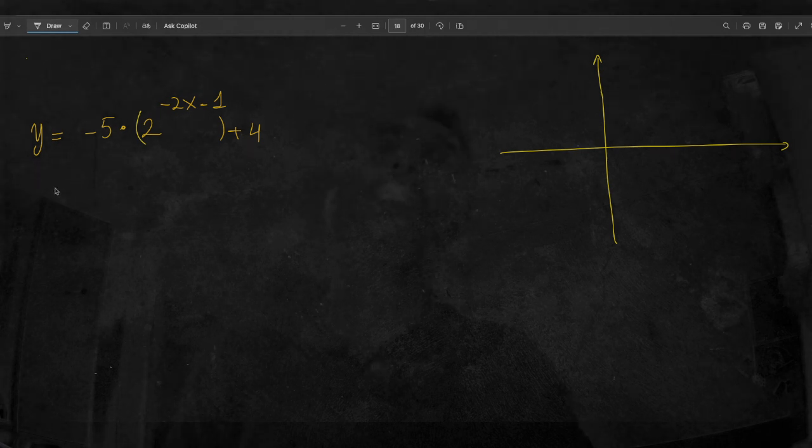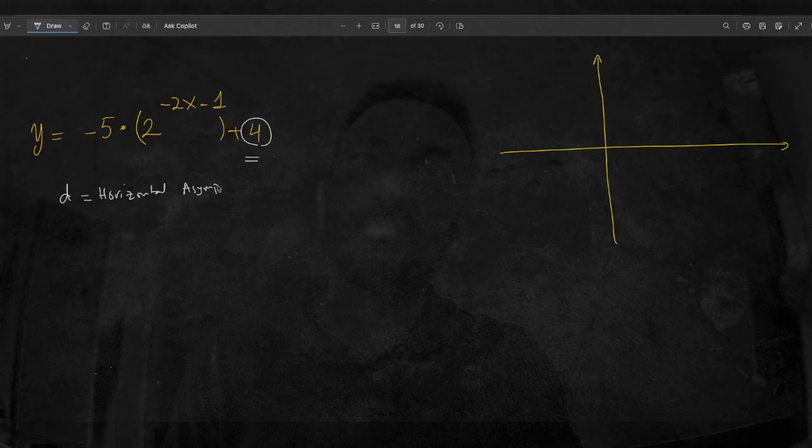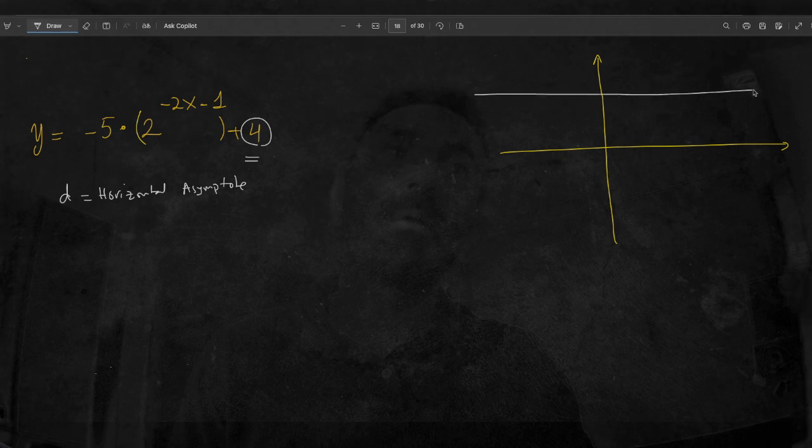Okay, so we're going to go and graph this function together. First, we know that 4 is the value of the horizontal asymptote. You know that 4 represents D, and D is the horizontal asymptote. So y equals 4 is my horizontal asymptote.